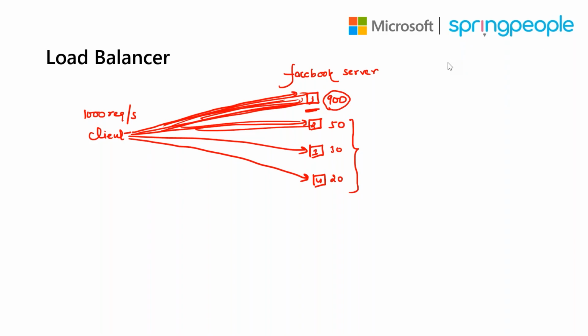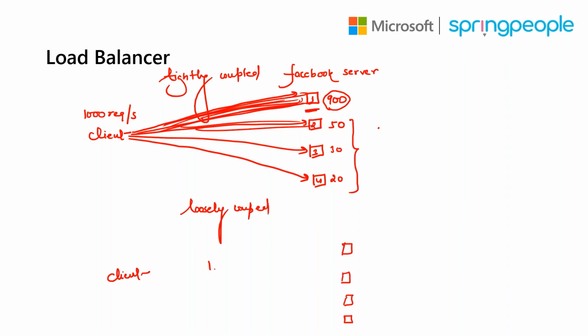So for doing good management and managing all those things, this kind of environment is called a tightly coupled environment. Tightly coupled. And now I want to make my environment loosely coupled. So what we are going to introduce between client and servers is load balancers. We are going to introduce one SPOC, single point of contact.